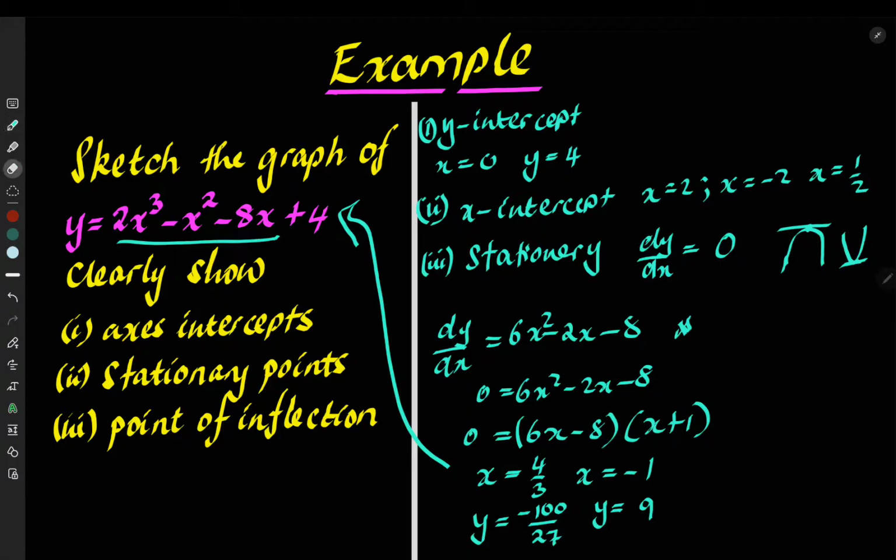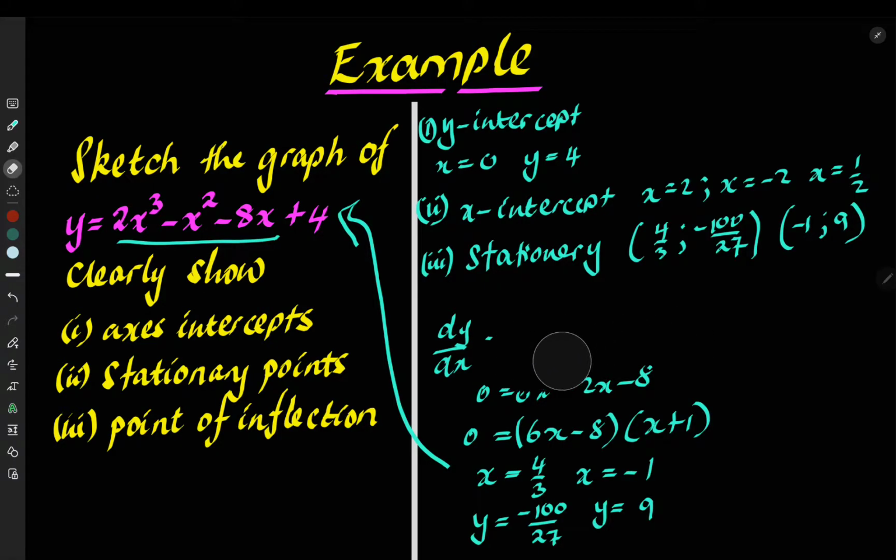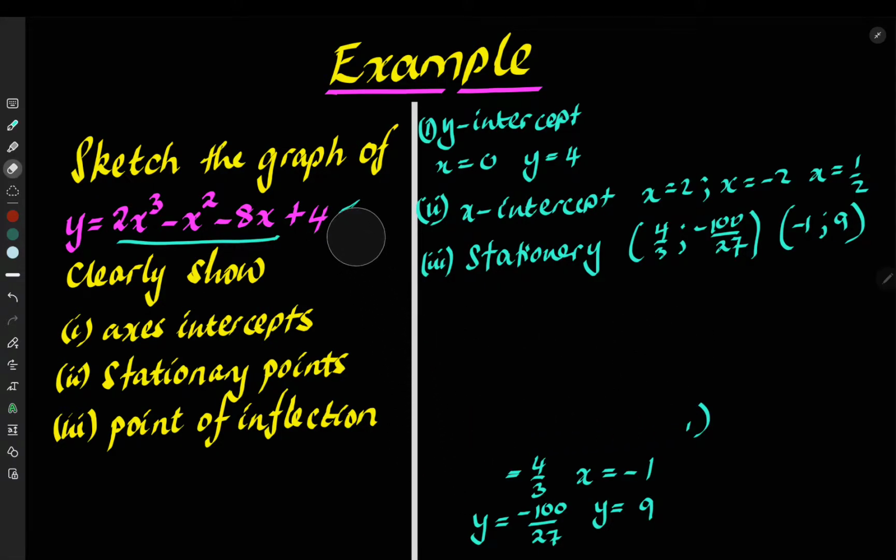So our stationary points will be 4 over 3, and 4 over 3 and negative 100 over 27. And also the other point will be negative 1 and 9. So we have now our stationary points. Then the last thing that we need to determine in this case will be the point of inflection.